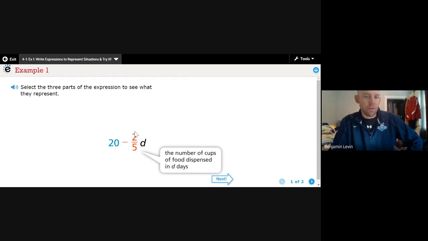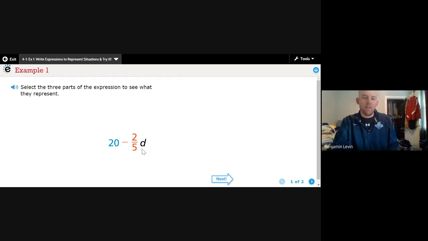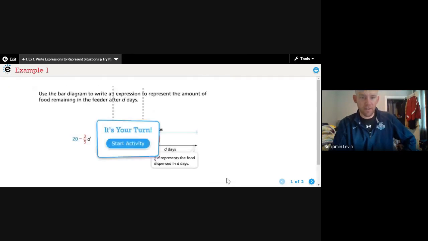Well, to know how much dog food the dog has eaten, we then have to know how many days it's been, right? So the D represents the number of days. If we're looking at 5 days, 2/5 times 5 equals 2. So the dog would have eaten 2 cups. So we would do 20 minus 2, and we would have 18 left. We started with 20, we subtracted 2, 18 left, okay? So let's take a look at the next slide.